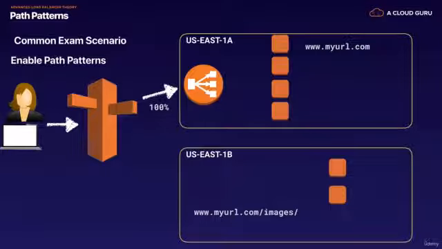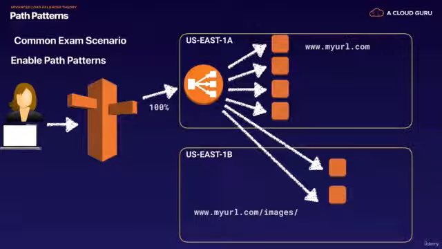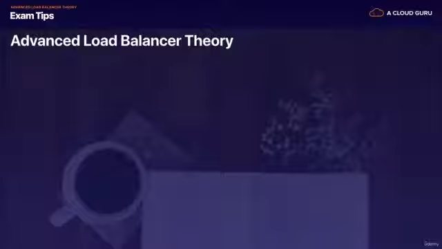So in order to do this, all you need to do is go and enable path patterns. That will then send just the normal path, myurl.com, to your 4 EC2 instances, which may just be web servers, but all the image traffic will go to a separate availability zone whenever you're requesting www.myurl.com/images. So that's all path patterns are.